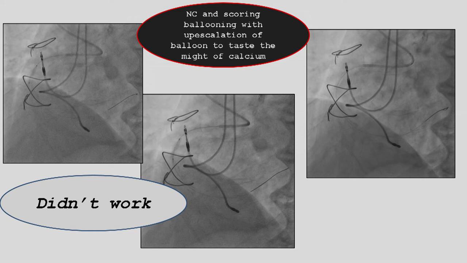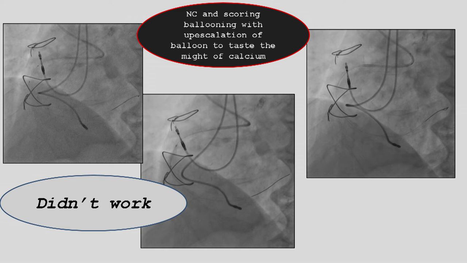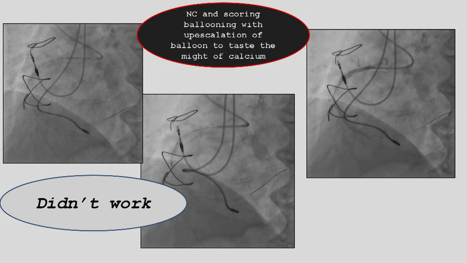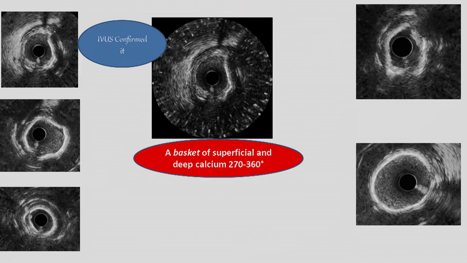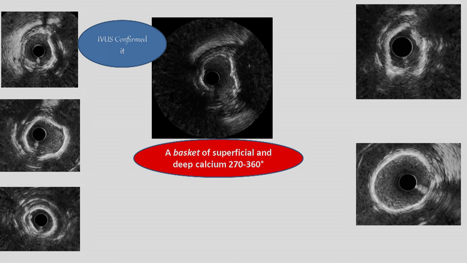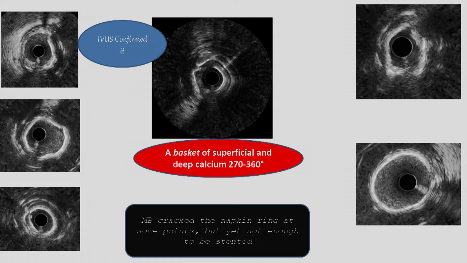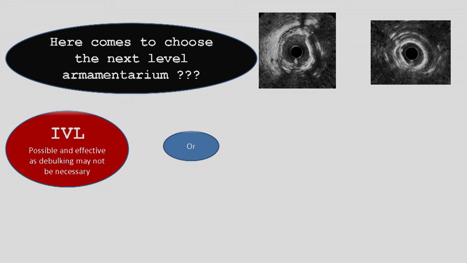What we have done is, the patient is 70 plus years old and very fragile. I was trying to avoid rotablation if possible, and if I can see by IVUS or OCT how much calcium can be dealt with. So NC scoring balloons, with escalation of the balloons to test the might of the calcium, didn't work that much. You can see the dog-boning effect there even with the ballooning. Then IVUS confirmed that some napkin ring calcium is there, especially in the diseased segment, which has not been cracked by the modified balloon. Then we have no other way but to choose another armamentarium. So the next level is the IVL or the device-based therapy, meaning an atherectomy device. I chose the IVL this time.